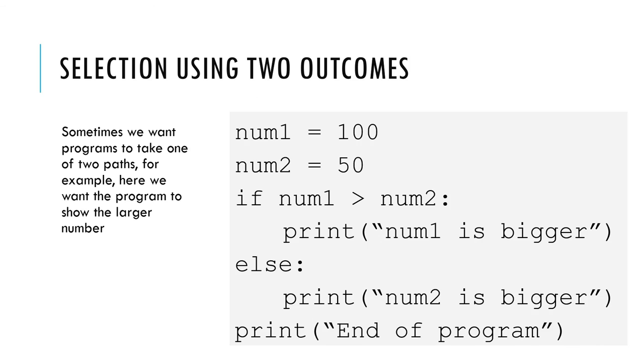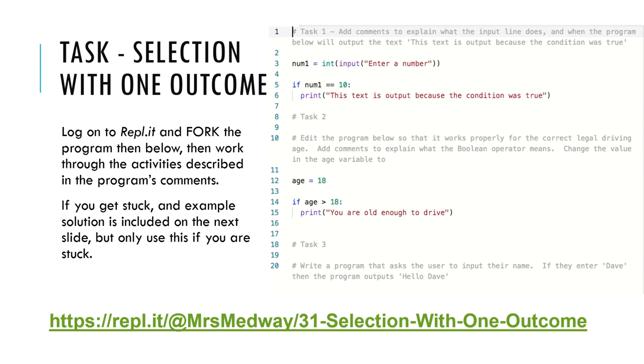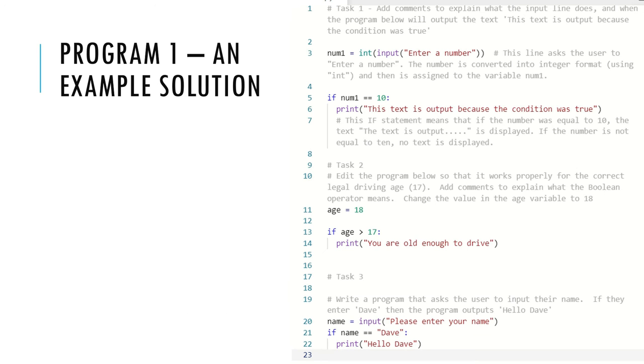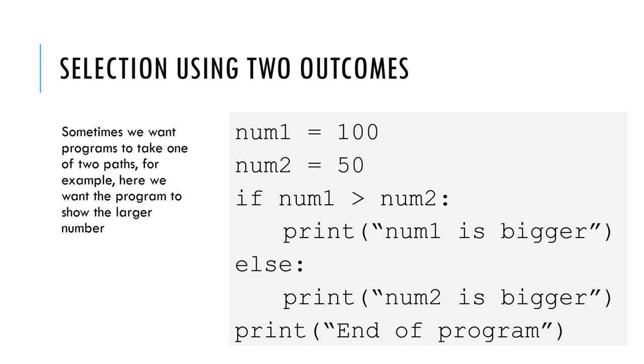Now, as it says, please only use that solution if you are really stuck. So do your best to try and write the program without using the solution. But if you need to, you can compare the code you've written to this code right here, and that is a working solution for that program number one. Now, once you've done program number one, copy the code, put it in your evidence document. You can then get on to looking at selection with two outcomes.